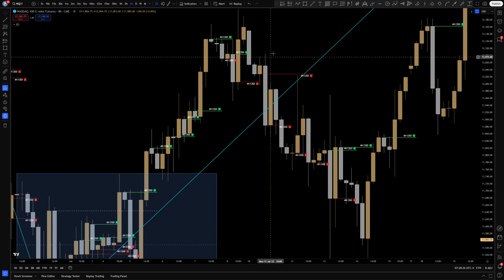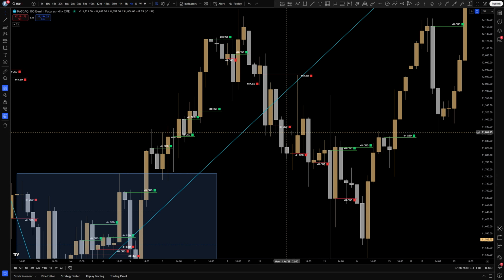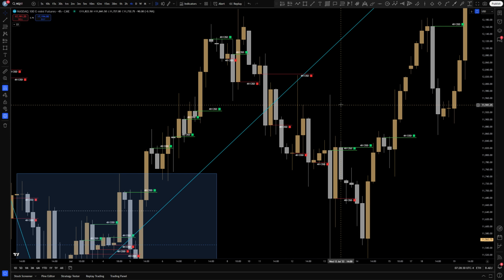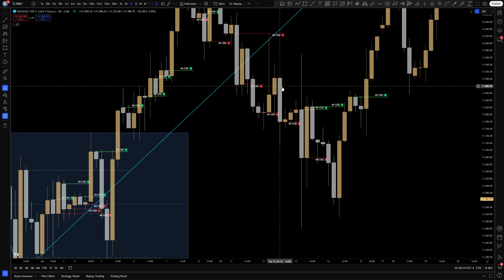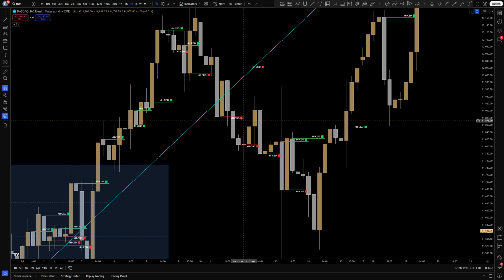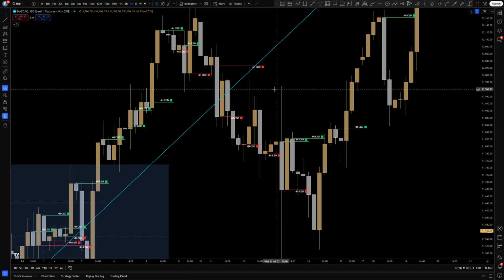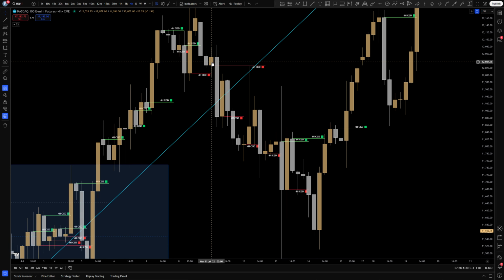if they haven't been mitigated, they haven't been touched, and they're fresh, then you can obviously get trades from these in the future. Just be careful when you've got choppy price action, or you have multiple order blocks that haven't been touched, perhaps, like this one hasn't been touched.